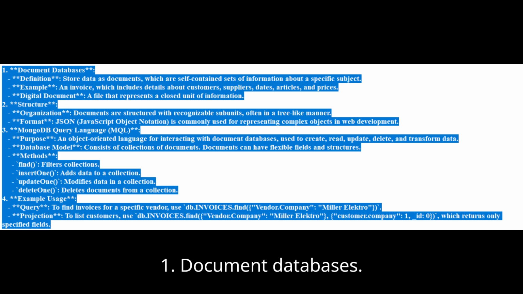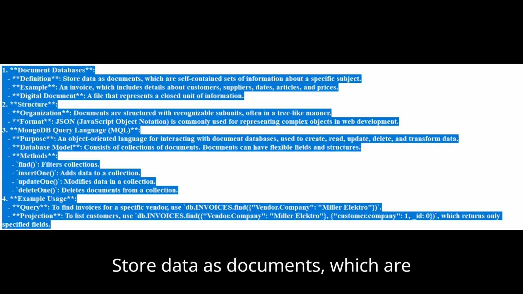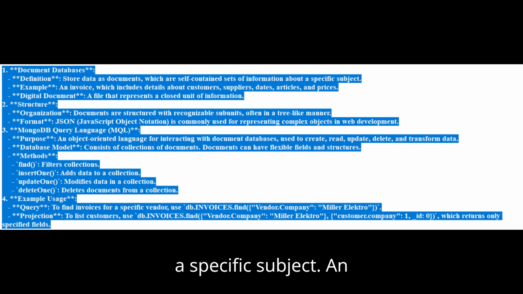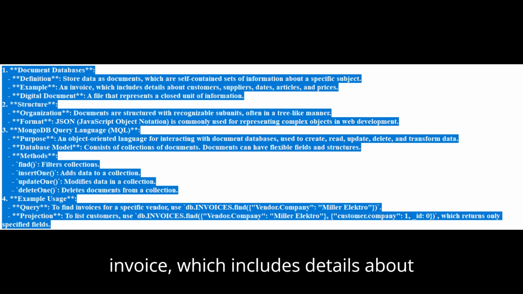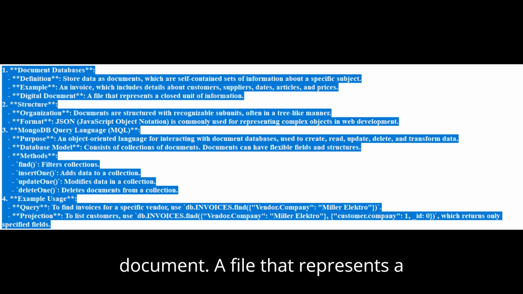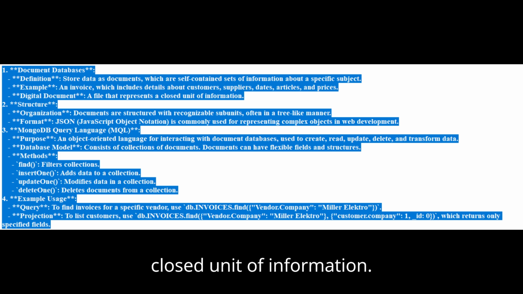1. Document databases. Definition: store data as documents, which are self-contained sets of information about a specific subject. Example: an invoice, which includes details about customers, suppliers, dates, articles, and prices. Digital document: a file that represents a closed unit of information.